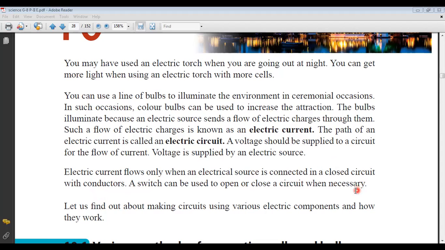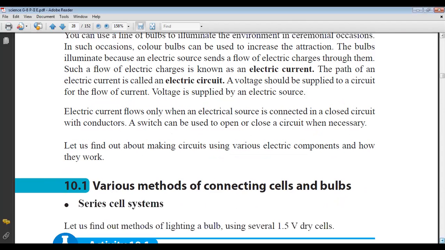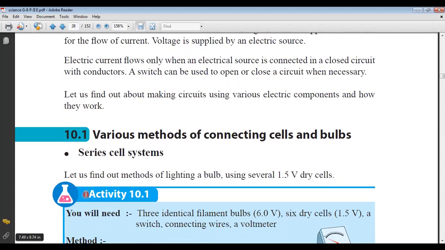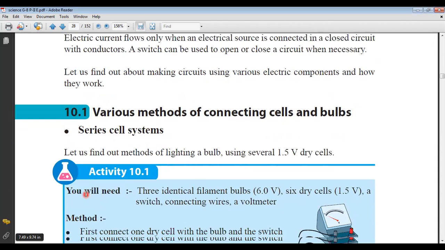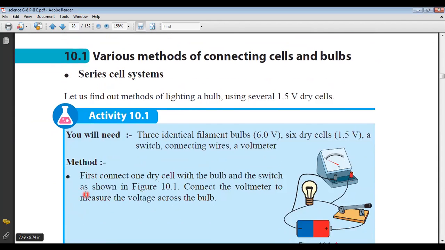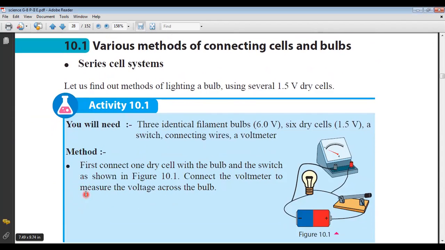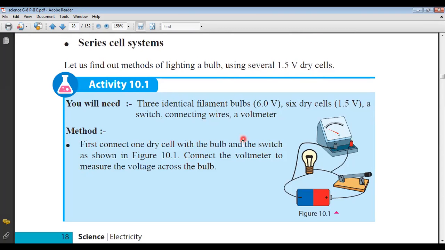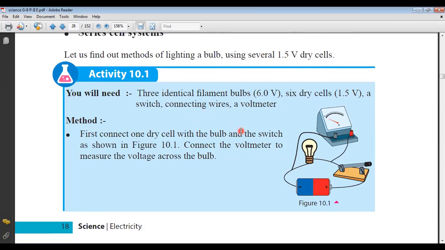Let us find out about making a circuit using various electric components and how they work. Various methods of connecting cells and bulbs. There are two methods we are going to teach: series cell system and parallel cell system. Let us find out methods of lighting a bulb using several 1.5 volt dry cells. You need 3 identical filament bulbs, 6 dry cells, a switch, connecting wires, and a voltmeter.